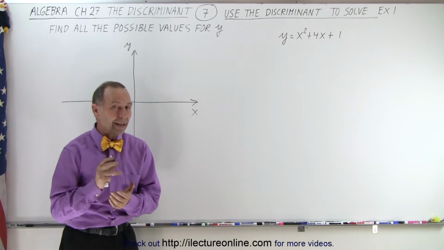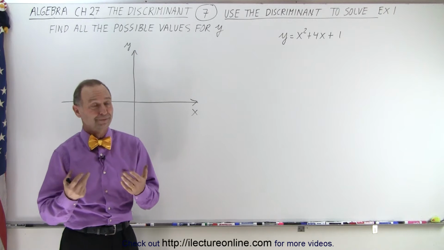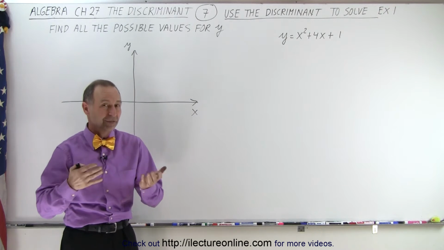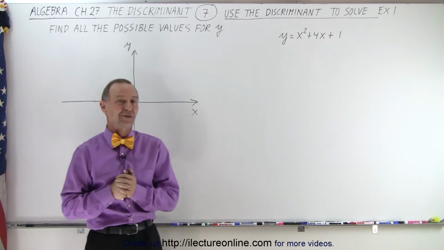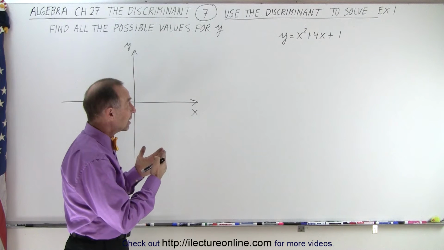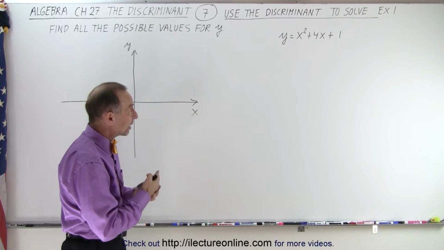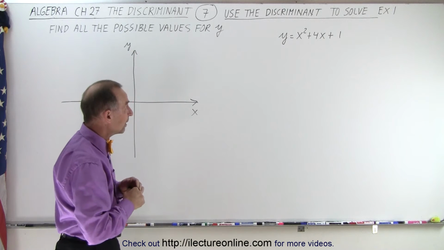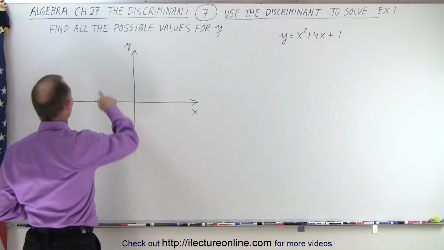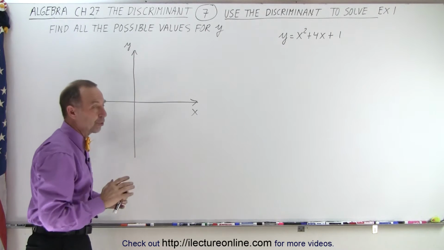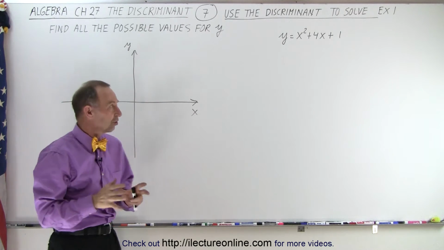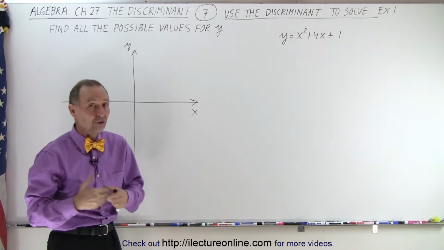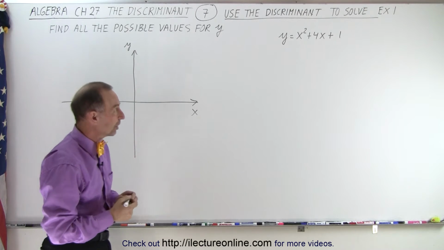There are some useful applications for the discriminant, and here's one of them. I'll show you several examples, but let's start with this first example. Here we have the equation y equals x squared plus 4x plus 1. We recognize that as a quadratic equation, and what we're trying to do here is find all the possible values for y. There may be restrictions as to the value of y, and we can use the discriminant to figure that out. So let's do that.